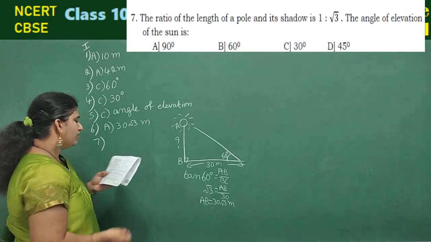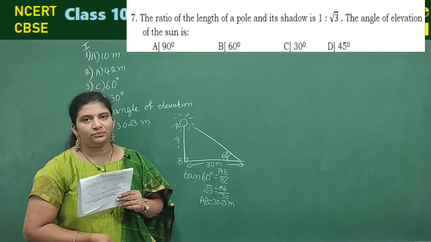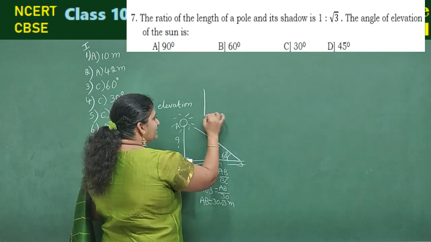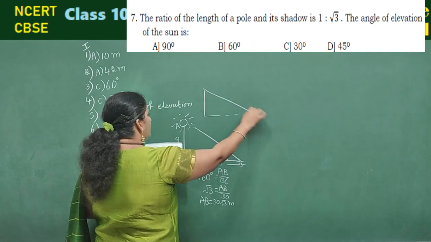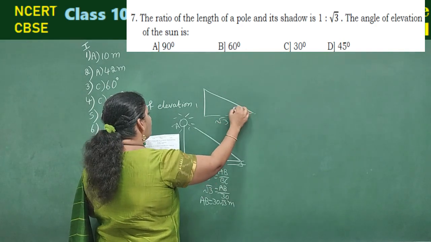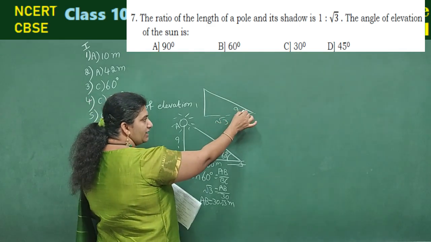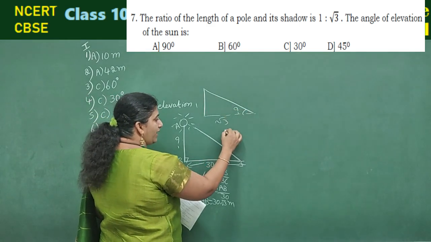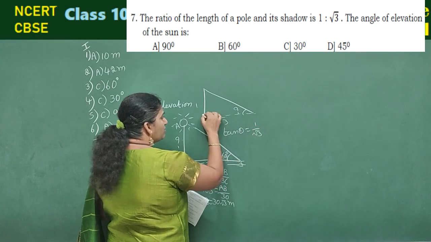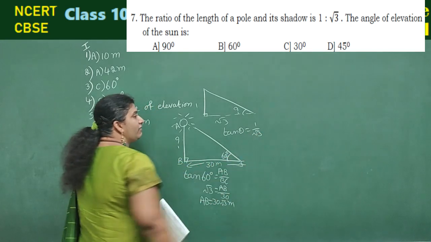Seventh one, the ratio of the length of a pole and its shadow is 1 is to root 3. The angle of elevation of the sun is, again observe here, your angle is here, tan theta is equal to 1 by root 3. Why 1 by root 3? Opposite by adjacent. So tan theta is 1 by root 3.